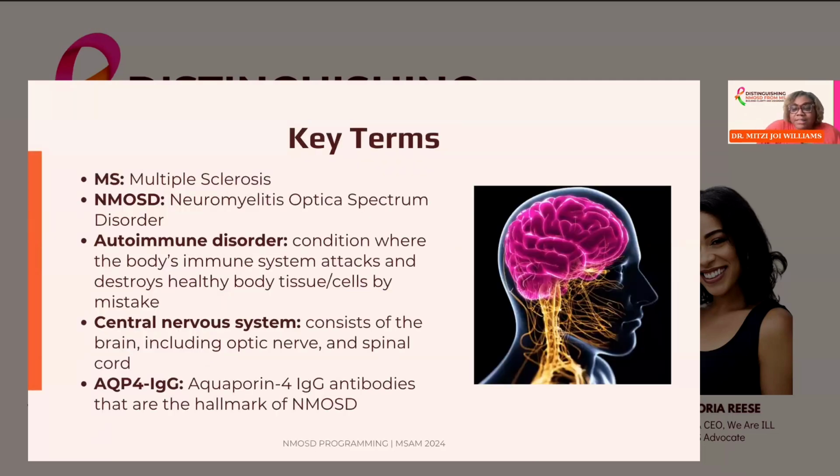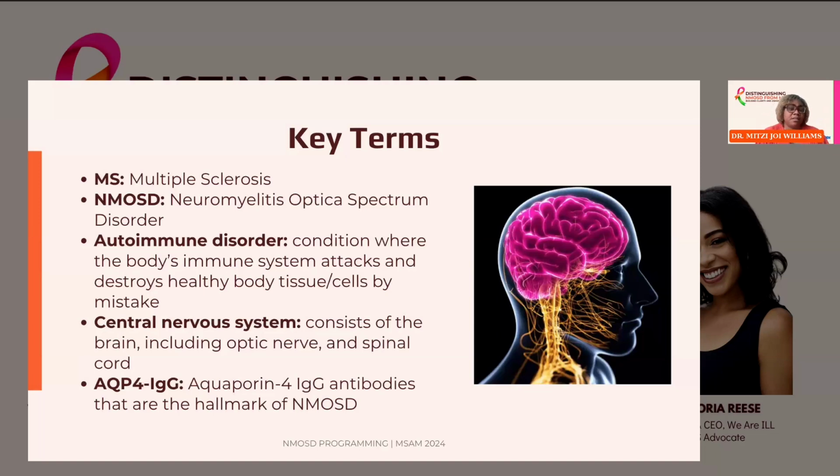Okay, so first we're going to start by setting up and talking about some of the key terms, right? We are going to be focusing primarily on NMOSD, Neuromyelitis Optica Spectrum Disorder, which we'll talk in a little bit more detail about, and how we distinguish it from multiple sclerosis.